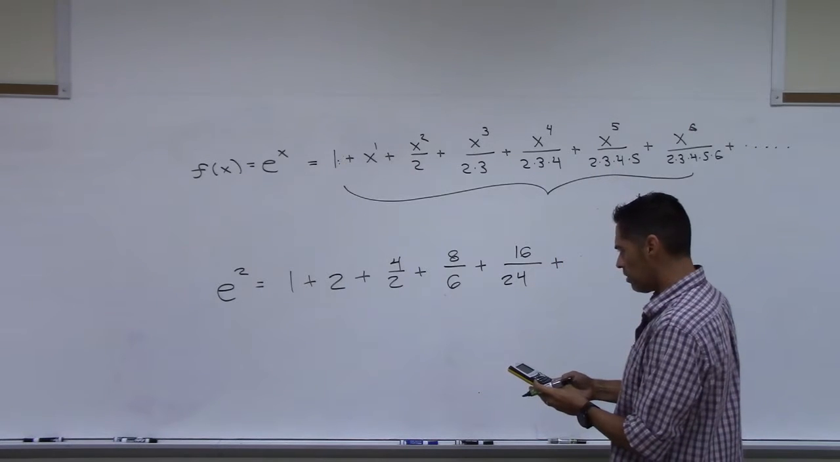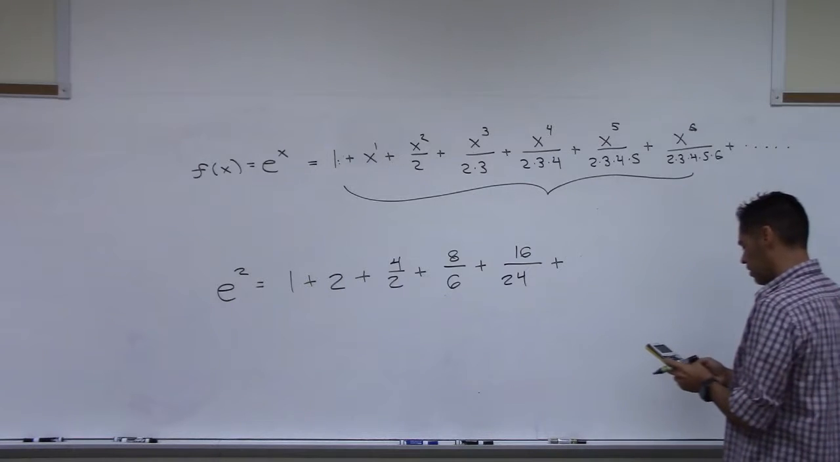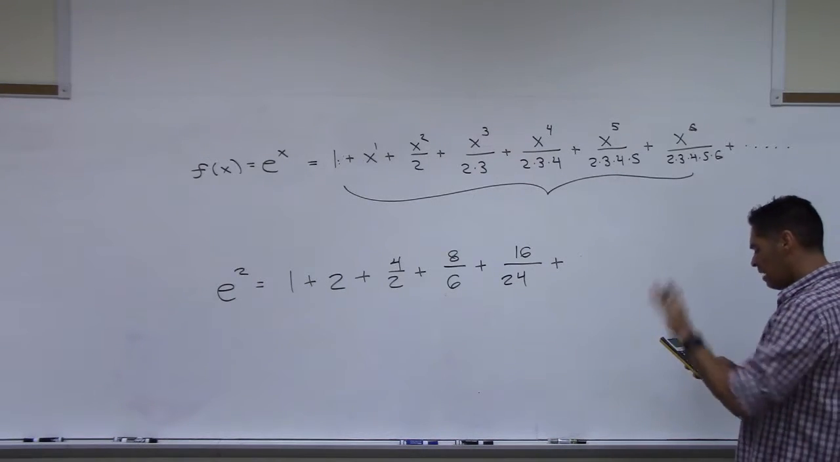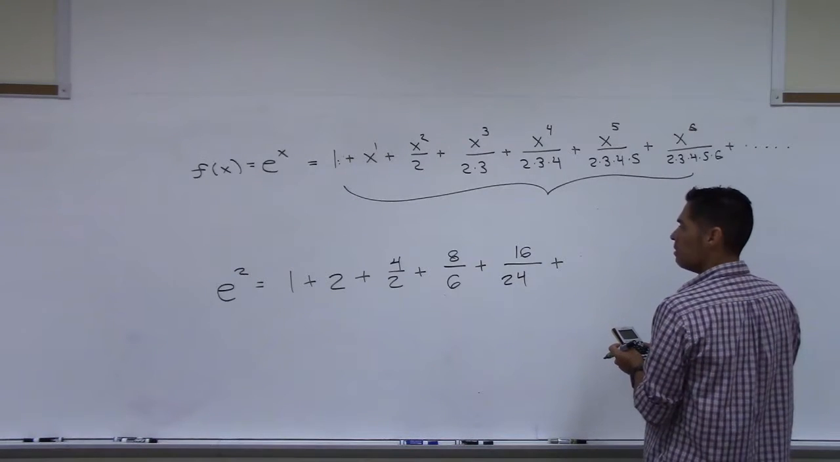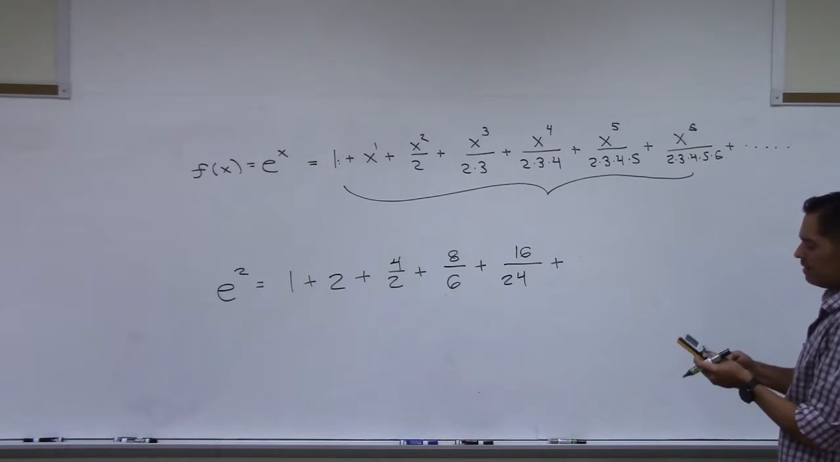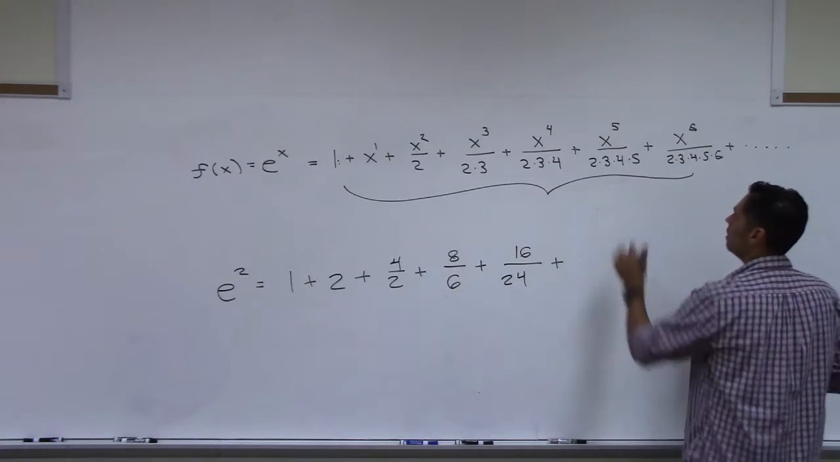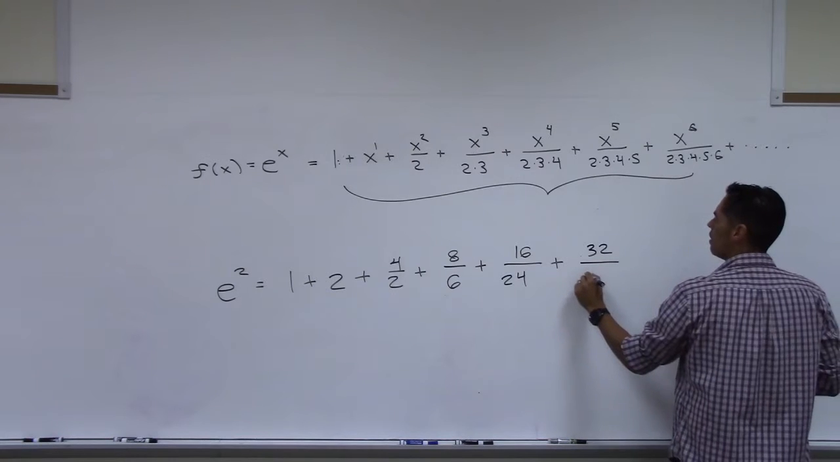If I do 1 plus 2 plus, that's another 2, right? Plus 8/6 plus 16 over 24. If I stop there, well, that kind of sucks. Let me go one more. It's 7. That's not close enough. Let me go one more. So what would the next one be? This one right here? It'd be 32 over, I think, 120.